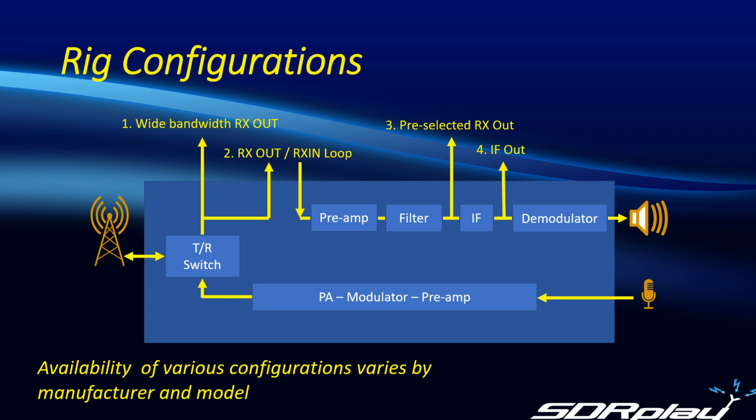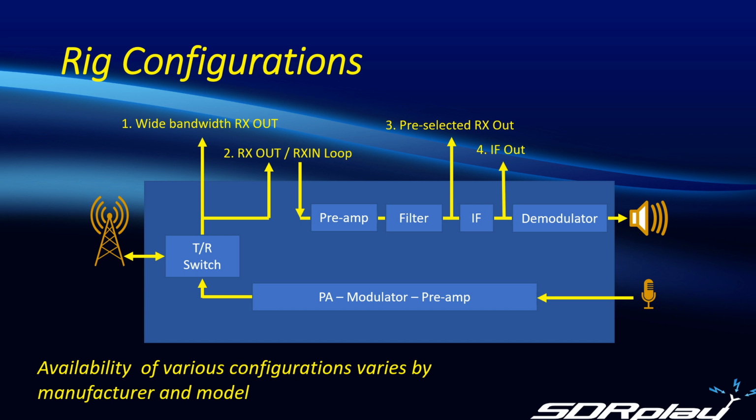Going through preamps and pre-filters, some rigs have a pre-selected RX out, which is fairly broadband. It's before the various IF stages have narrowed down the bandwidth, but normally there will be some pre-select filters in front of that signal, which will ultimately determine how much frequency range you can see on your RSP.